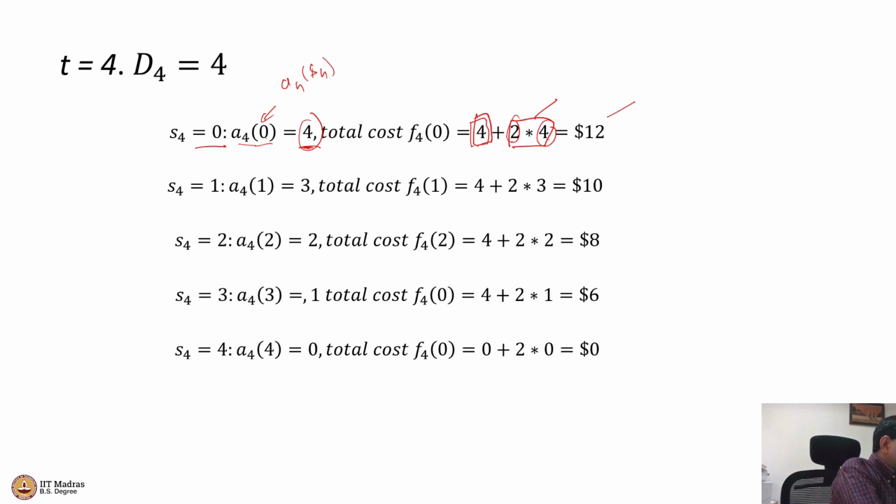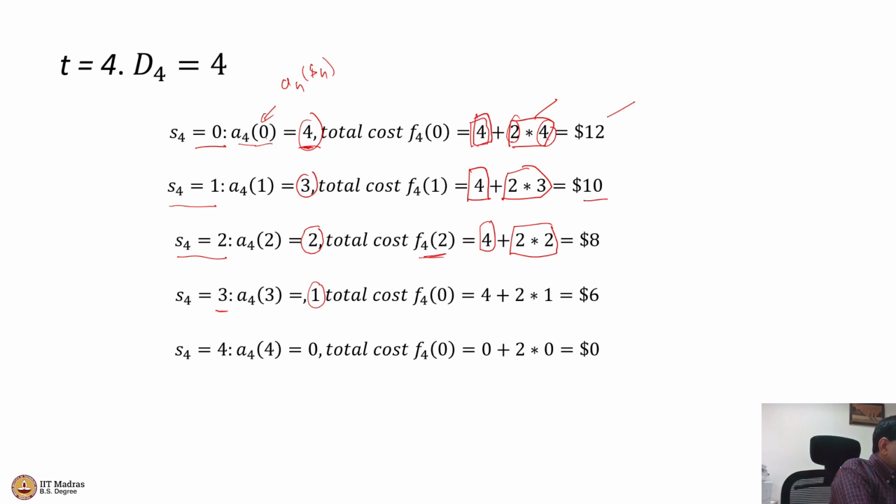If I have 1 unit in inventory carrying over from the previous time period, I need to order only 3 products, and therefore the total cost will be $10, $4 for ordering, and 2 into $3 for the cost of the product. If I have two products carrying over from the previous week, I have to place the order only for two products in this time period. Therefore, the total cost of meeting the demand is $4 for ordering, 2 into $2 for the cost of the product. Similarly, when S4 is 3, I will have to place order for only one product, right?